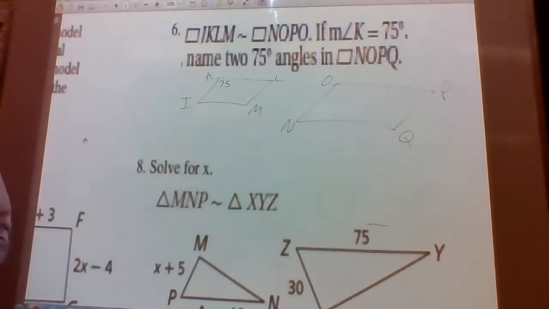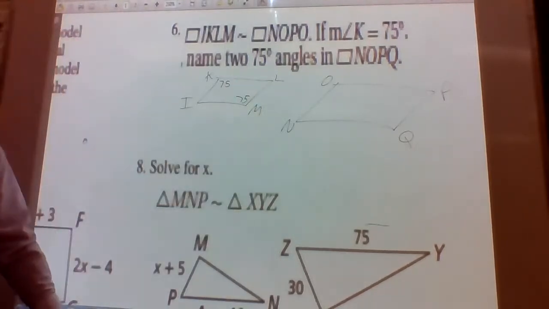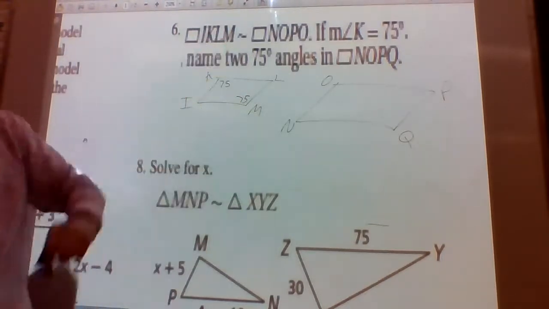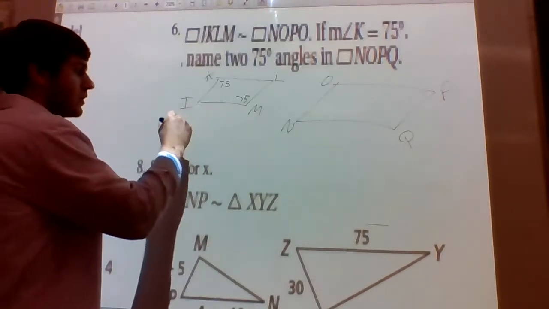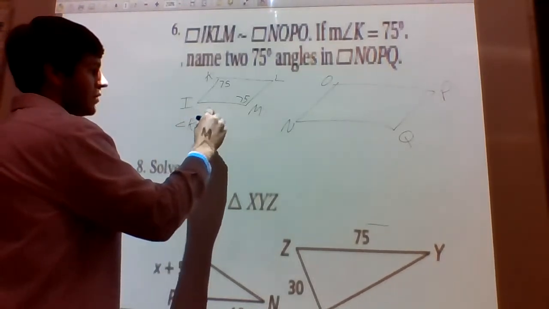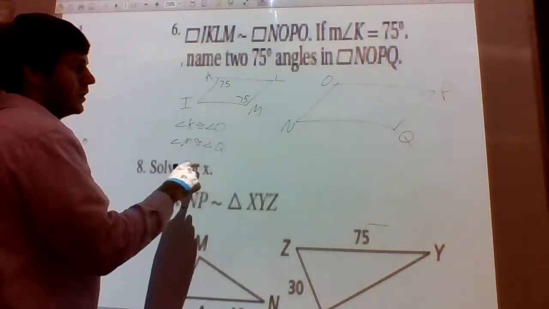Okay, what do we know about opposite angles? We know opposite angles are congruent. So we know if angle K is 75, angle M is also 75. We know the triangles are similar. Therefore, corresponding angles are congruent. So angle K is congruent to angle O, and angle M is congruent to angle Q.